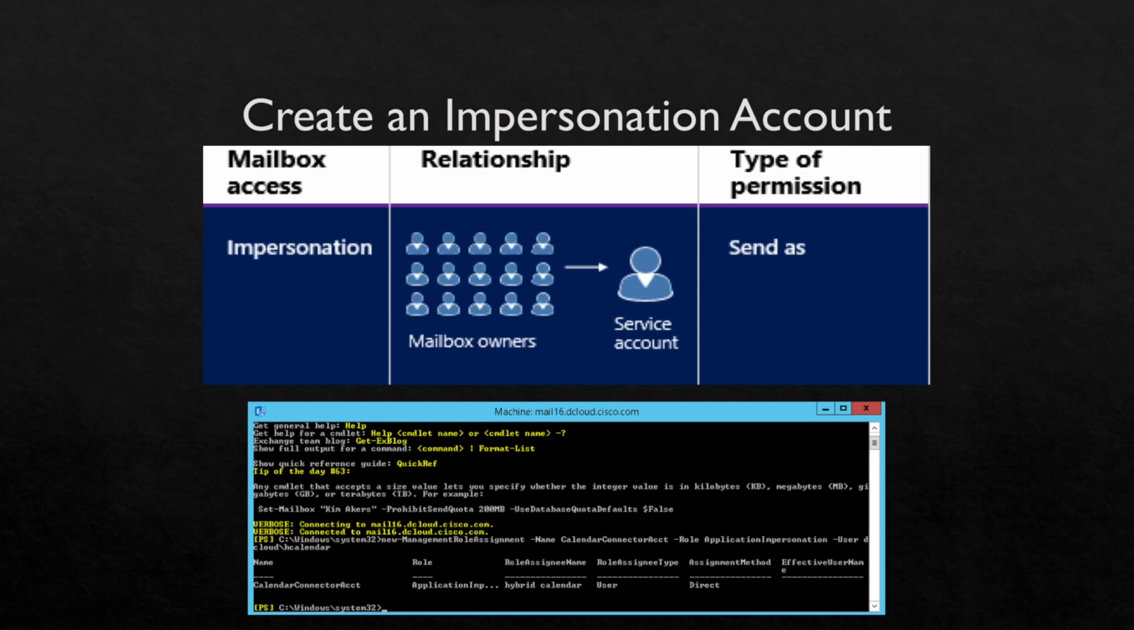The role name is the name that you want to give the assignment. For example, calendar connector account would be a role name you could use. The name that you enter for role name appears when you run the get management role assignment command. Service username is the name of the account you select in the domain alias format.